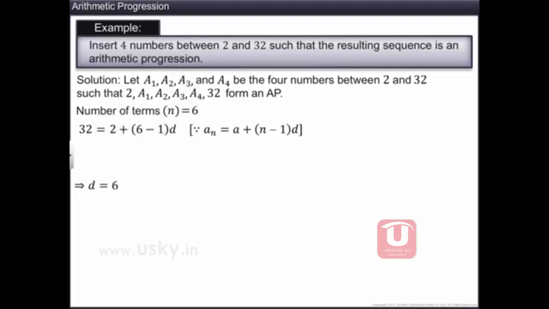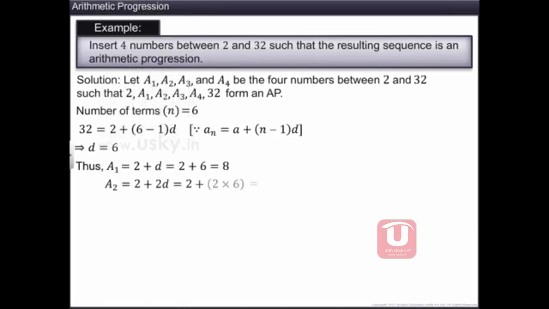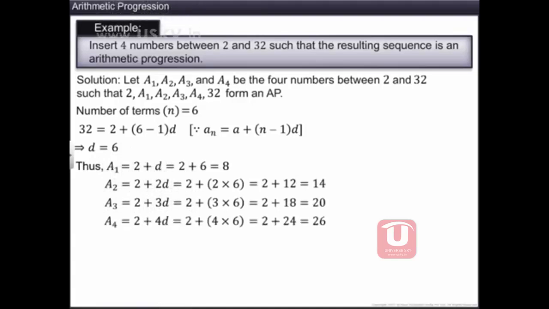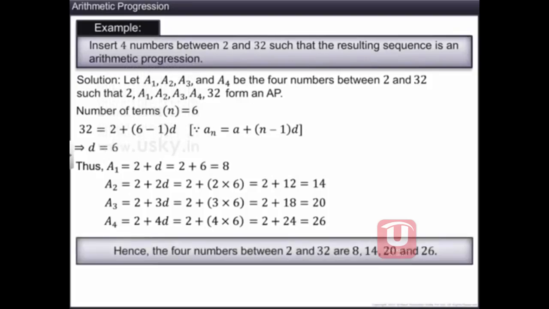Thus, A1 is equal to 2 plus d, which is equal to 8. A2 is equal to 2 plus 2d, which is equal to 14. A3 is equal to 2 plus 3d, which is equal to 20. A4 is equal to 2 plus 4d, which is equal to 26. Hence, the 4 numbers between 2 and 32 such that the resulting sequence forms an arithmetic progression are 8, 14, 20 and 26.